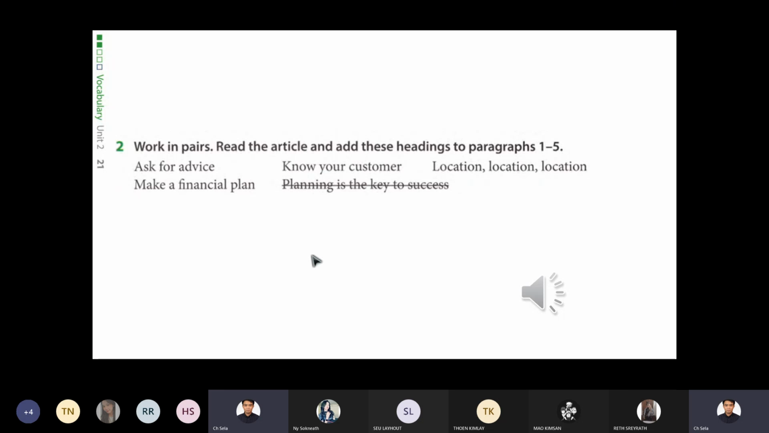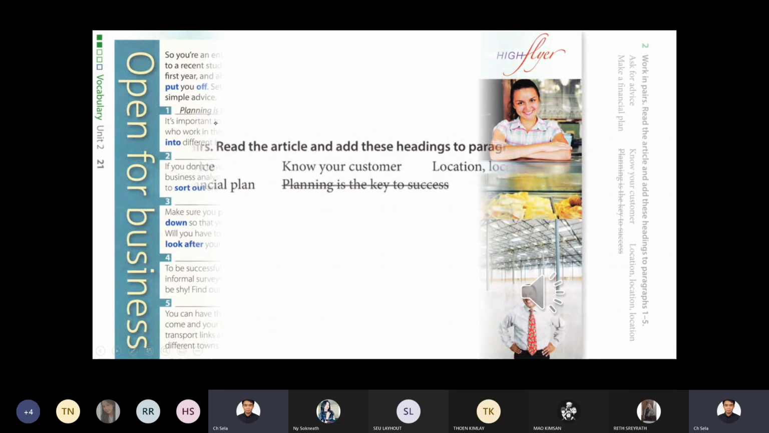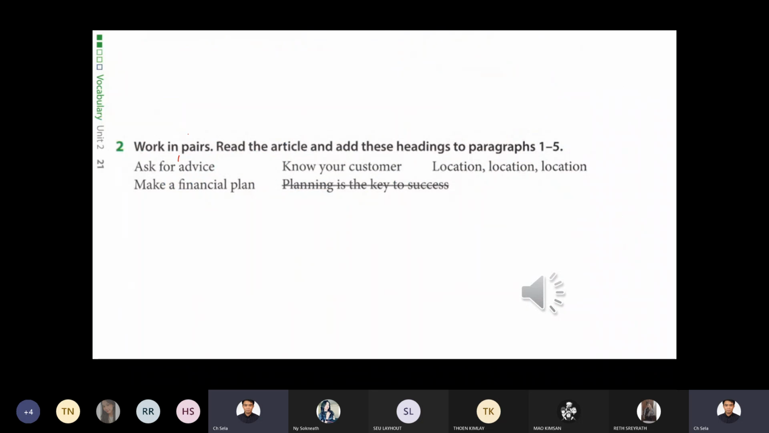So we have number 1, ask for advice. If you don't know what to do, like, Mr. Kamsan, you want to open your business. If you don't know what to do, you should ask for advice, especially from those who have experience in the same field or the same business. If you want to open a coffee shop, you have to go and ask for some advice from them. You may get good advice on how you should start and where you should start and everything.